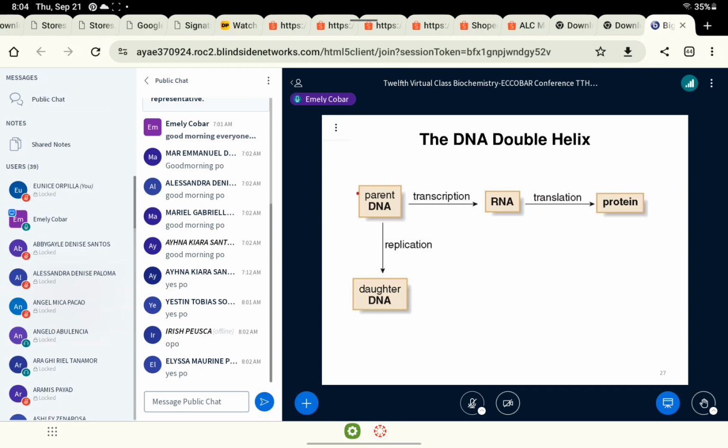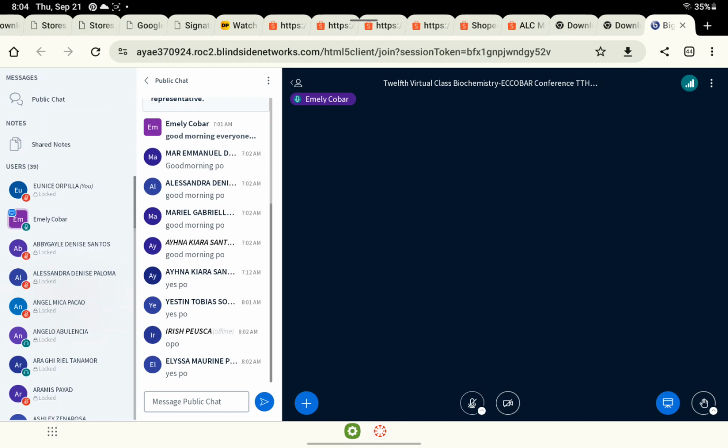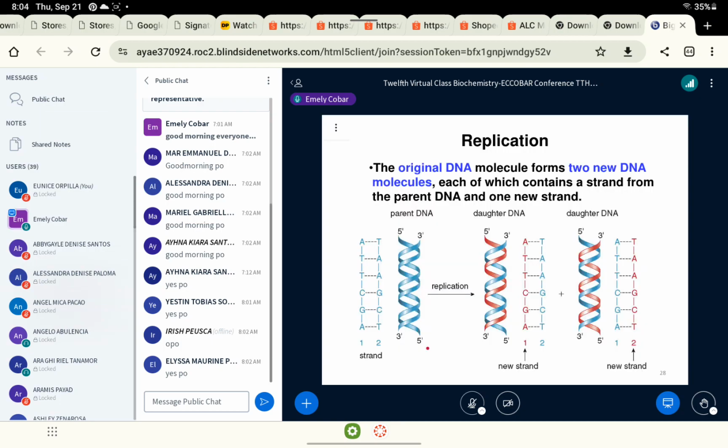Now, so, this is the central dogma of protein synthesis. So, when parent DNA is converted to daughter DNA, we call that replication. DNA to RNA, transcription. RNA to protein, translation. Okay, now, isa-isahin natin muna. During replication, what happens during replication? Okay, tignan muna natin.